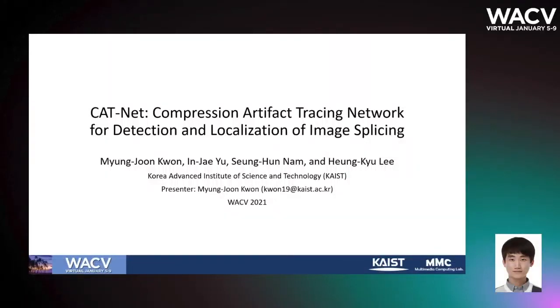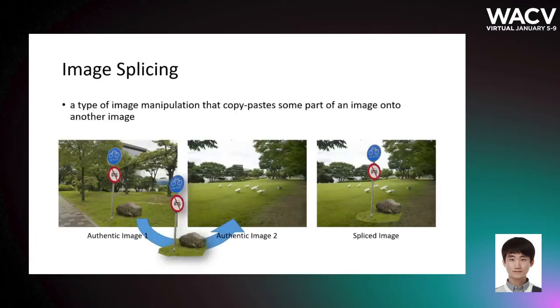I'm going to present our work, CATNet, Compression Artifact Tracing Network, for detection and localization of image splicing. First of all, what is image splicing? Image splicing is a type of image manipulation that copy-pastes some part of an image onto another image, as shown in the figures.